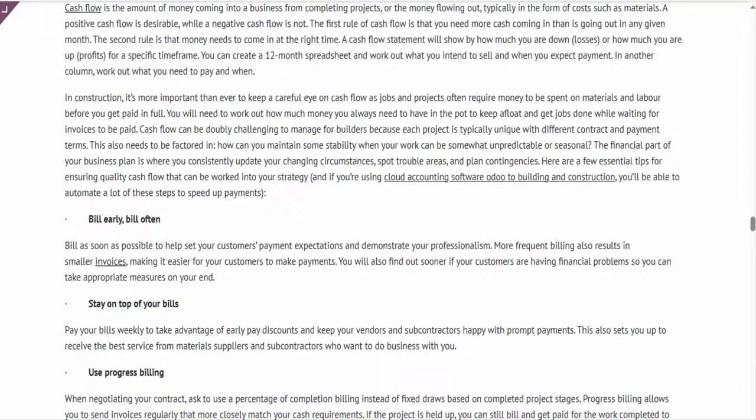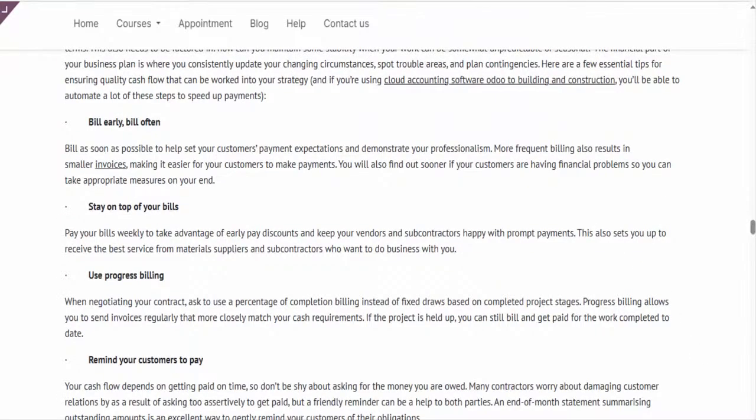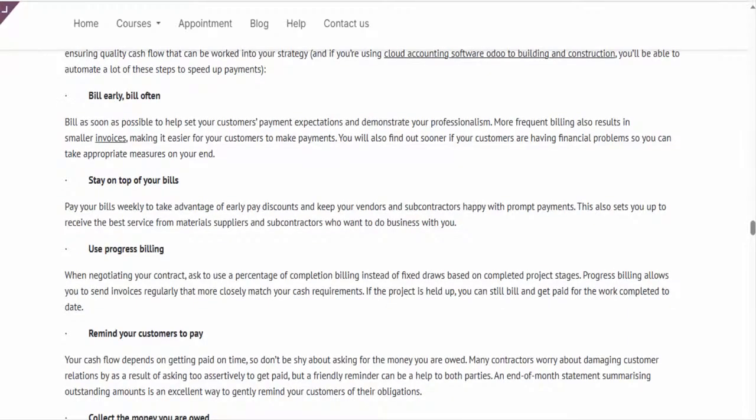Remind your customers to pay. Your cash flow depends on getting paid on time, so don't be shy about asking for the money you are owed. Many contractors worry about damaging customer relations as a result of asking too assertively to get paid. But a friendly reminder can be a help to both parties. An end-of-month statement summarizing outstanding amounts is an excellent way to gently remind your customers of their obligations.